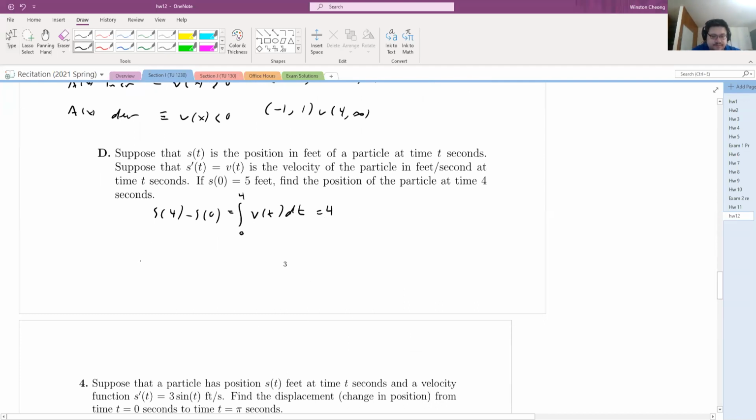And so in sum, this is saying S of 4 minus 5 is equal to 4. And so then S of 4 is equal to 9. And we should tack units on at the end, so 9 feet.